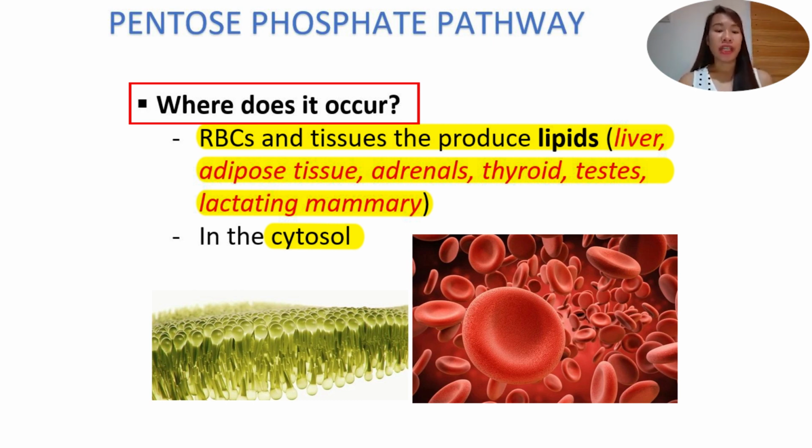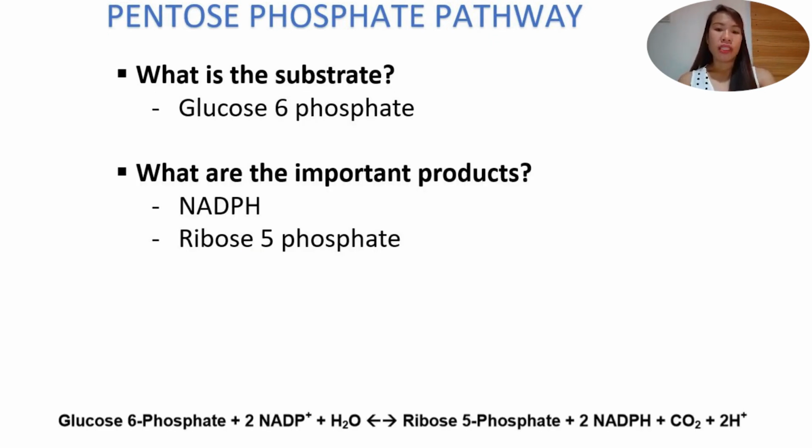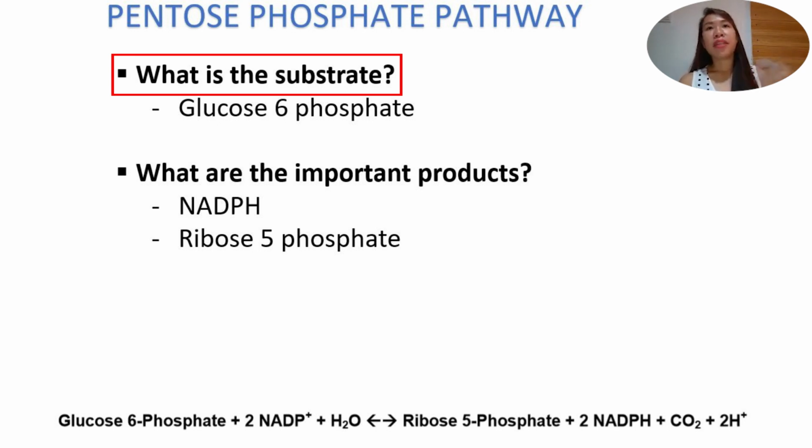So, where does it occur? In the cytosol. Next, we also need to know what the substrate is, because as we said, the product will be determined by the intermediate, or how fast this pathway occurs will depend on the intermediates in the process.